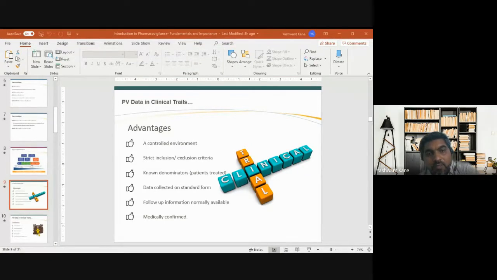Do you think that if you have performed a clinical trial, you know all sorts of data about safety and efficacy for that drug? Yes, no. I would like to see the response in the chat. Okay, yes. Anybody else?